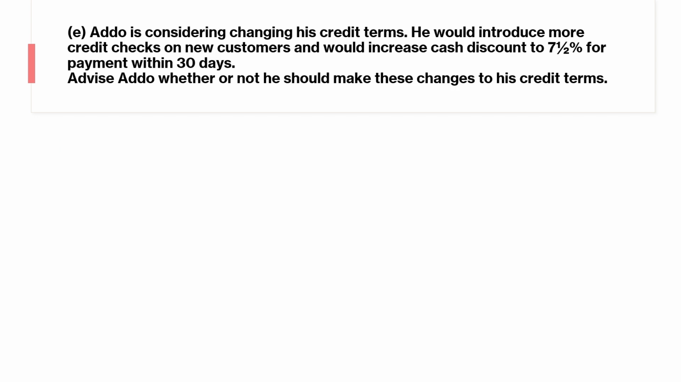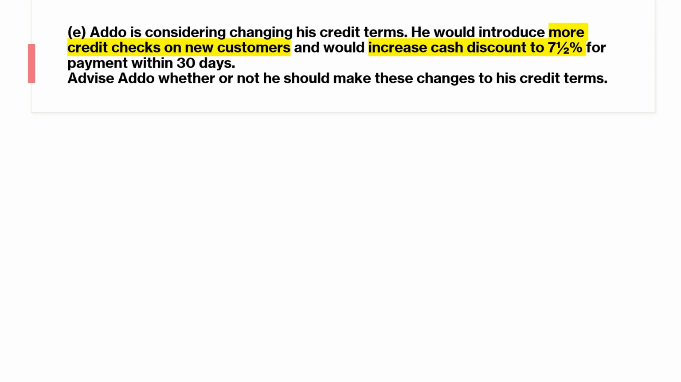So part E is a theory question. Ado is considering changing his credit terms. He would introduce more credit checks on new customers and would increase cash discount to 7.5% for payment within 30 days. Advise Ado whether or not he should make these changes to his credit terms. So in this question we should mention 2 advantages and 2 disadvantages and then recommend.